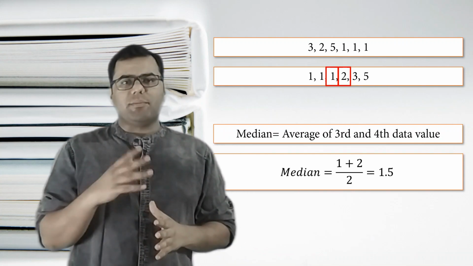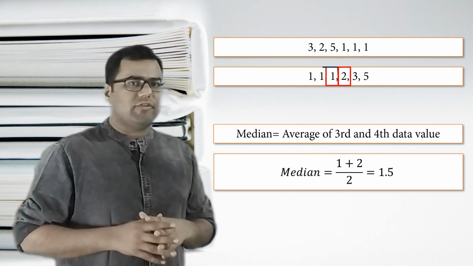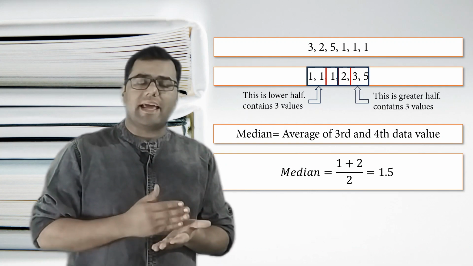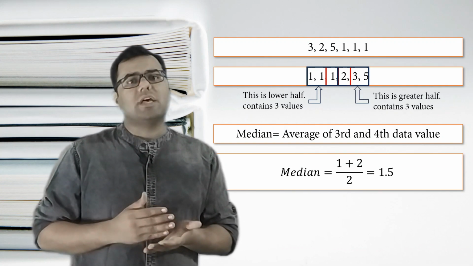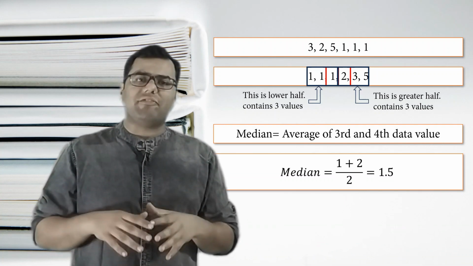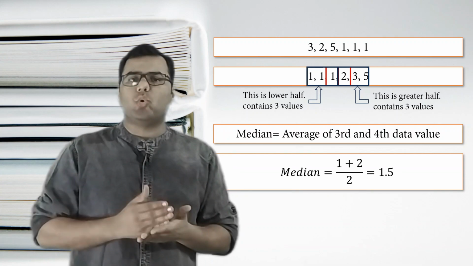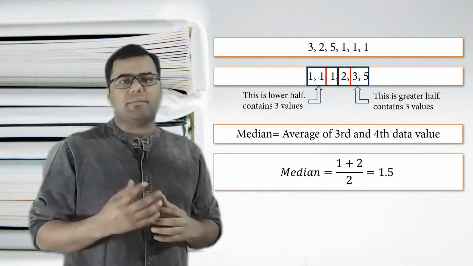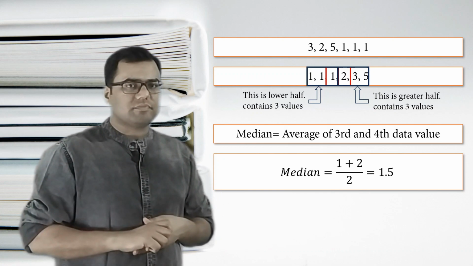Now you see that 1.5 is a number for which exactly 3 data values are lower than it and exactly 3 data values are greater than it. What we have done is, again, we have bifurcated the whole data set into 2 equal parts. One part is the lower half and the other part is the greater half.